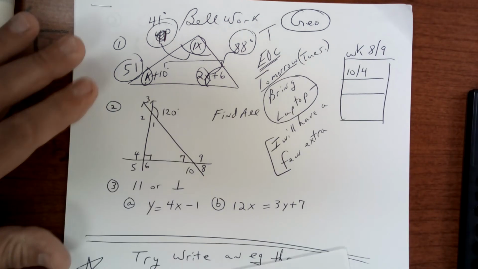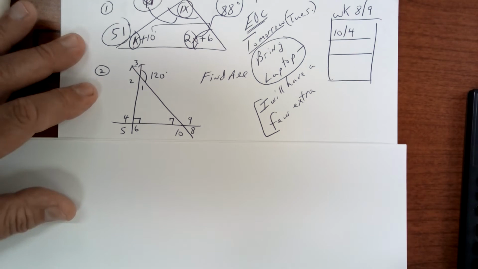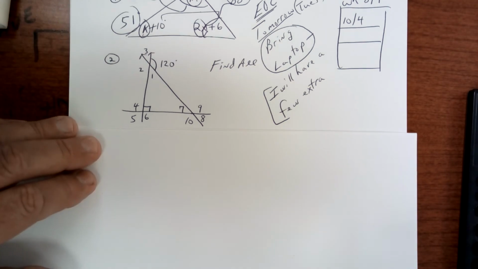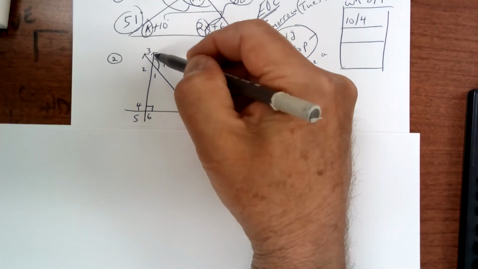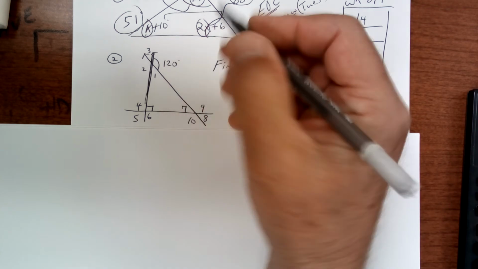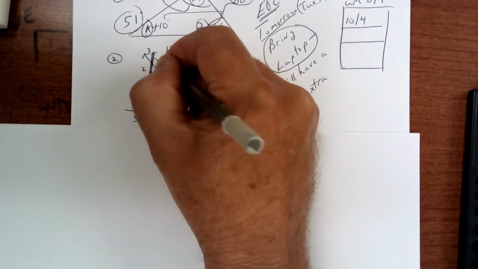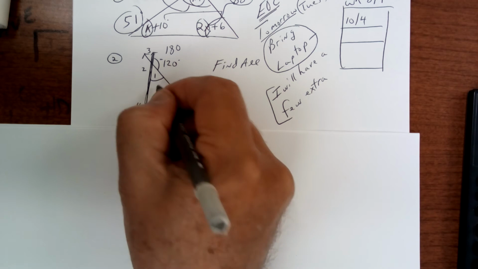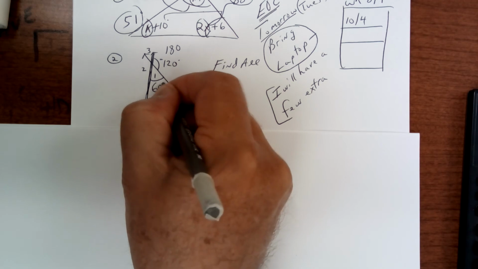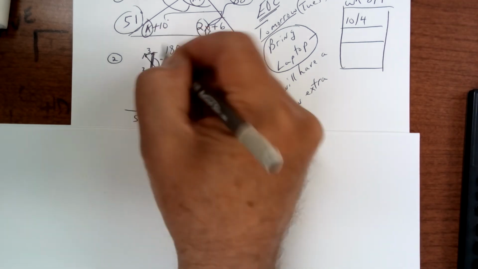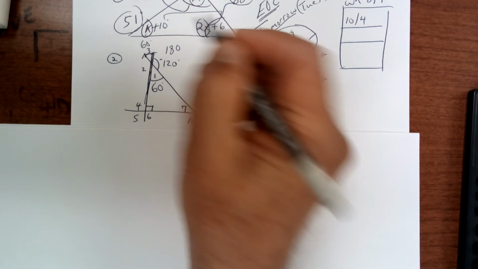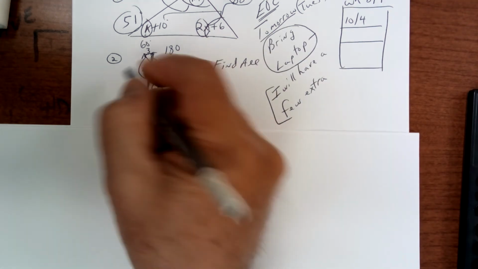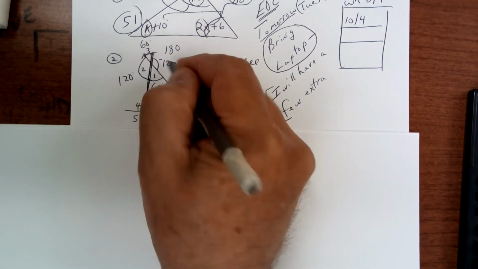This one right here, every line is worth 180. So this line here is no different. So that's 180. You're going to subtract 120 and get 60. This angle 3 is also 60 because it's vertical. This big angle is 120 because it's vertical and supplementary.